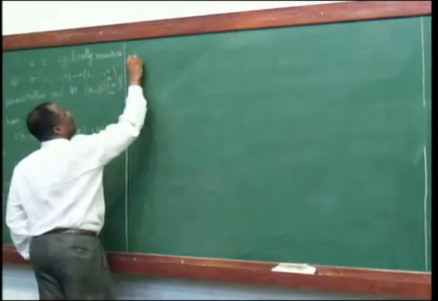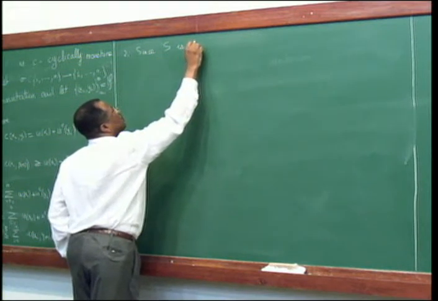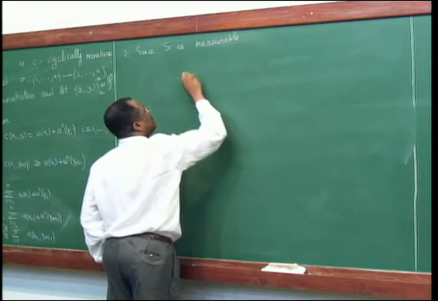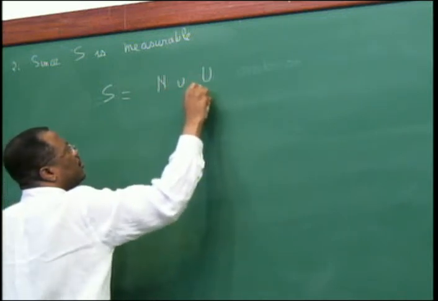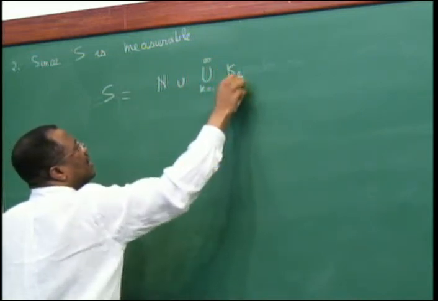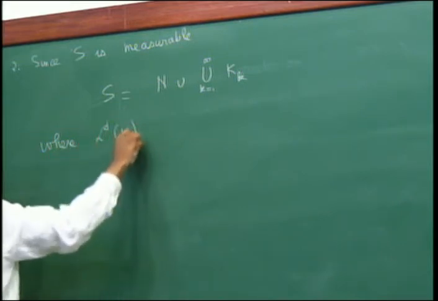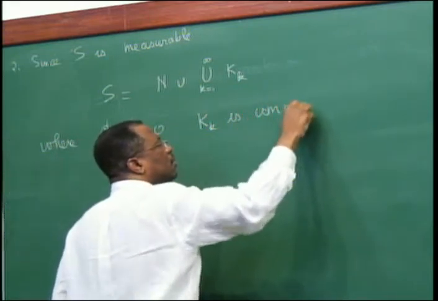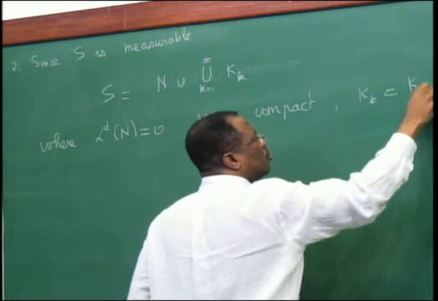Second, since S is Lebesgue measurable, so I will just write measurable, S can be written as N union the union from k equals 1 to infinity of K_k, where N is a set of measure 0, K_k is compact, and K_k is a subset of K_{k+1}.